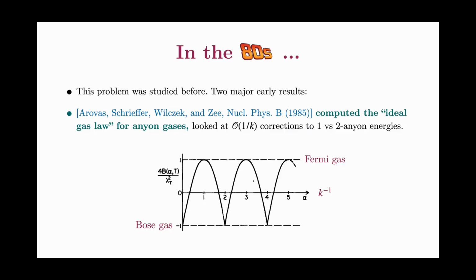So they basically were looking at the splitting in energy between 1 and 2 anyon states and computing the corrections to the 2 anyon energy. So you look at the 2 anyon energy minus 2 times the 1 anyon energy, and they looked at the order 1 over k corrections to that. And they got this very elegant, what's called second virial coefficient. If you don't know what that is, that's fine. But it is periodic in the anyonic statistics. So this is really cool. Anytime you can see the periodicity of statistics, it's really cool.